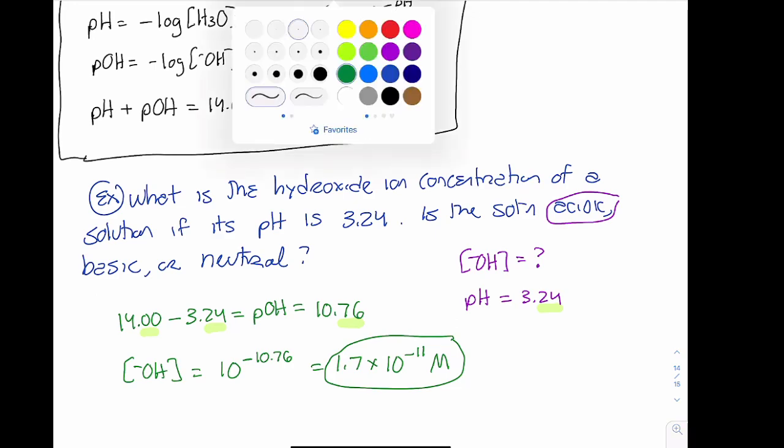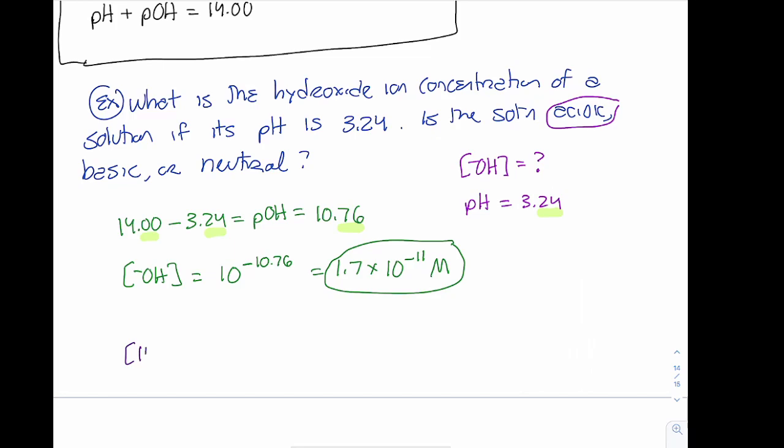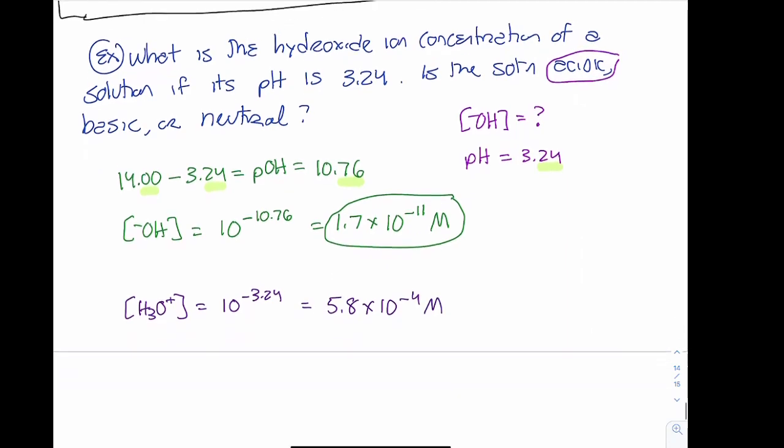Just quickly doing it the other way. I said you could do it either way. The other way to do it, I would take a 10 and raise it to the negative of my pH. So let's do that real quick. Again, don't forget to type in the negative. Oops, I forgot the decimal point. And I get that my hydronium ion concentration, again, just 2 significant digits, so 5.8 times 10 to the negative 4th molar.